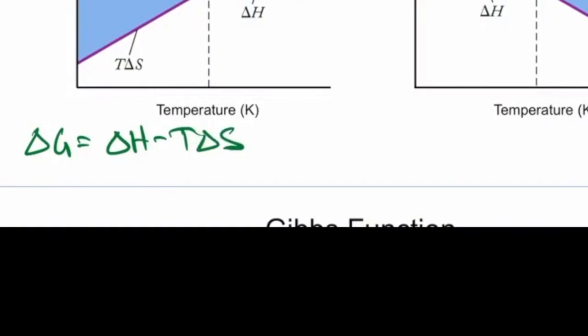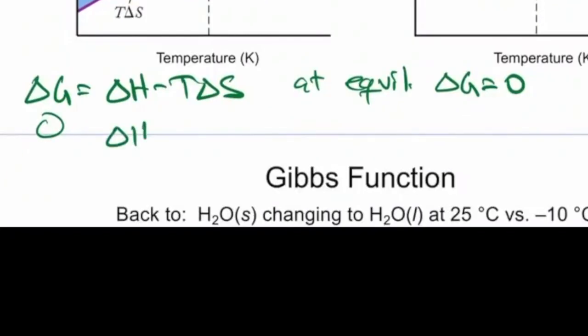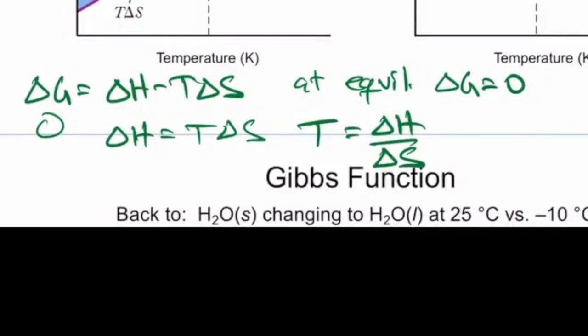Where it changes from spontaneous to non-spontaneous, or vice versa, is going to be at equilibrium. At equilibrium, delta G equals 0, as I've just been telling you. So if this is 0, then what do we have? We have delta H is equal to T delta S, and the temperature at equilibrium is equal to delta H divided by delta S. You see what I did? Nothing up my sleeve. So this is the temperature at equilibrium.